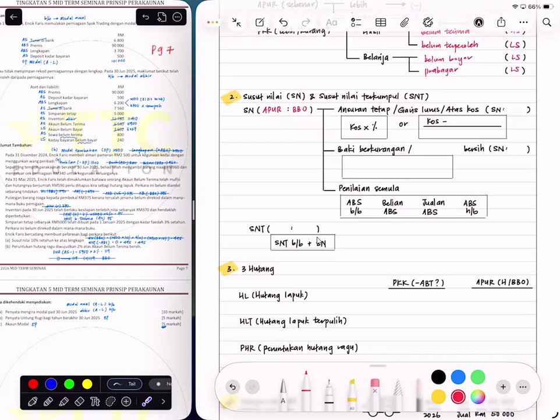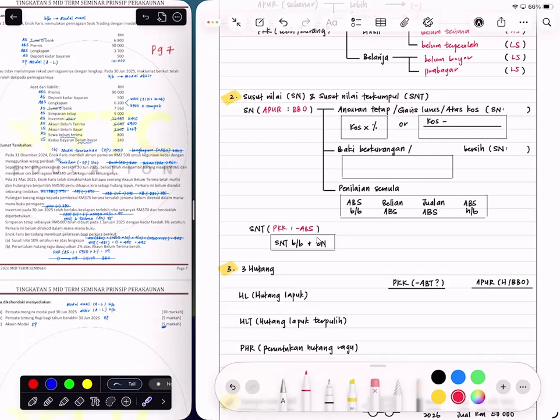And the SNT is a susut nilai accumulated from the first day, from the first year that you bought it. So it will be susut nilai terkumpul, T stands for total, recorded into PKK to minus ABS. Okay, then back to SN. We have totally 3 ways to calculate SN.